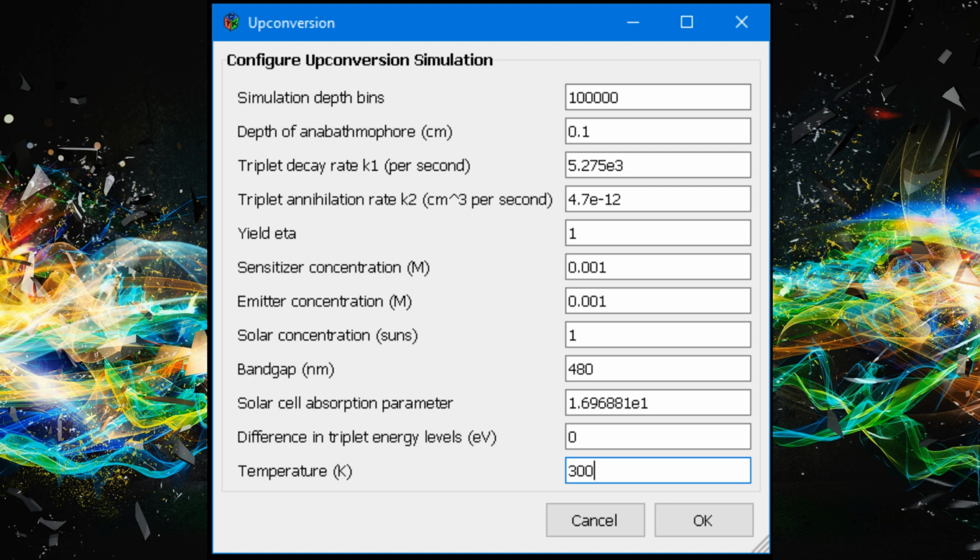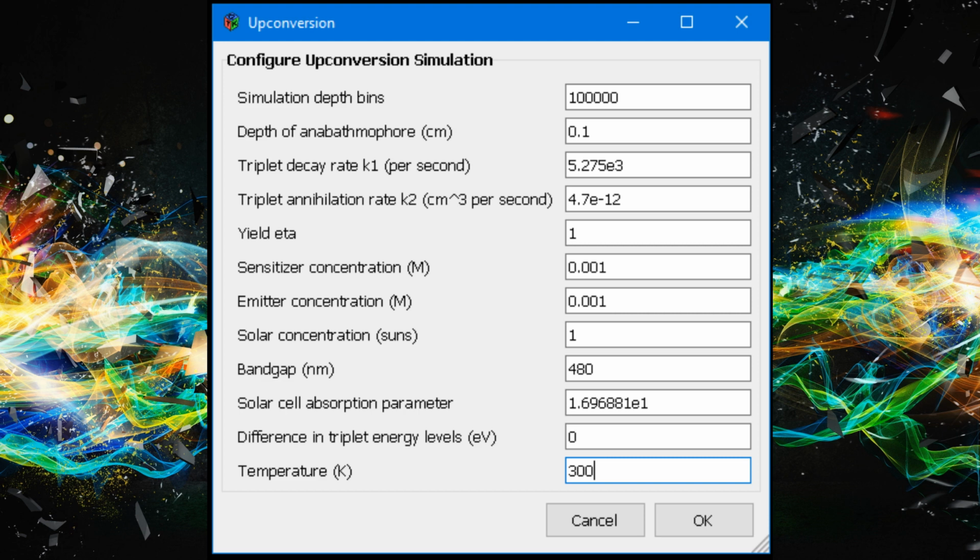If your device is poorly designed, then you may need to increase the number of simulation depth bins used to be bigger than 100,000 in order to get accurate results. If you're not sure you've selected the correct number of depth bins, try increasing it by a factor of 10. If the result of your simulation does not change very much, then you're fine.